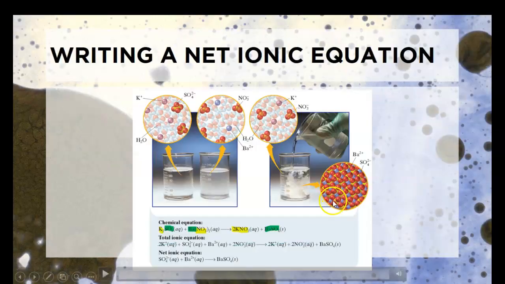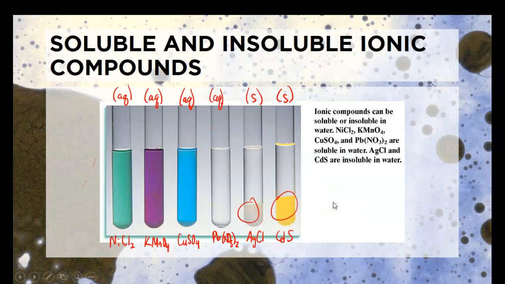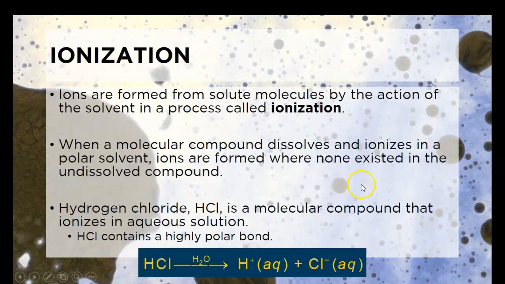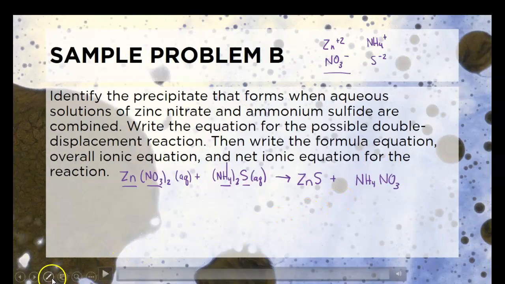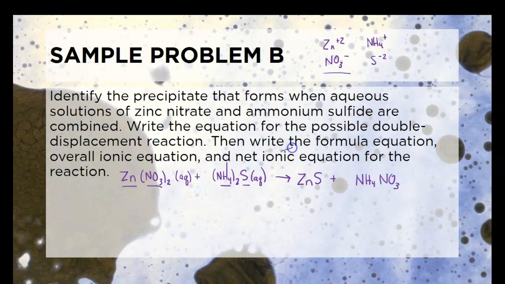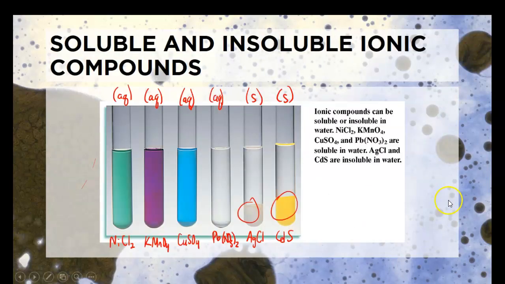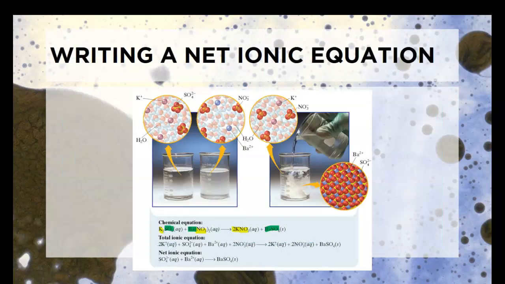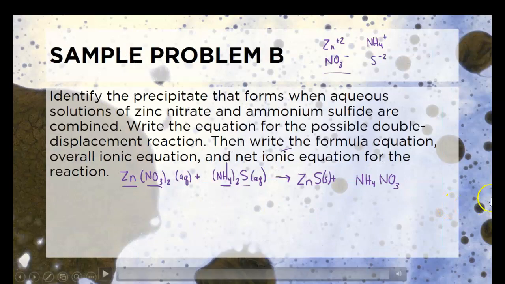And we need to figure out if those are aqueous or solid. So I look at my rules for sulfides. Sulfides are insoluble, and zinc is not an exception. So that tells me right away that I have a solid formed. So zinc sulfide is a solid. And NH4NO3, we go back to our nitrates. Nitrates are soluble. So nitrates will have an aqueous after it. So the reaction did happen. Let's balance it real quick.